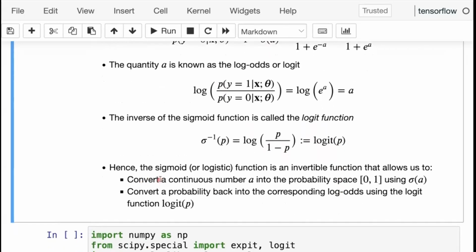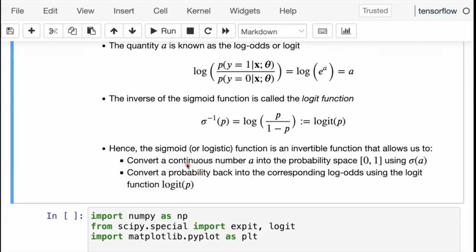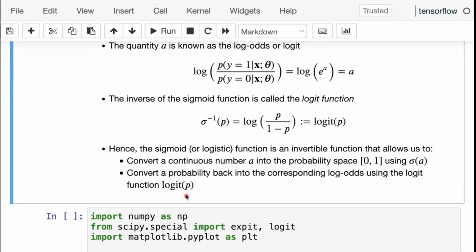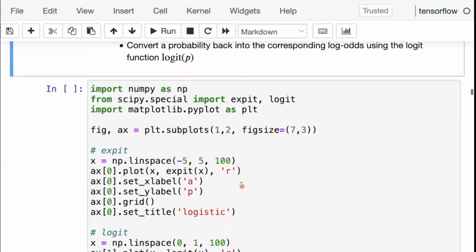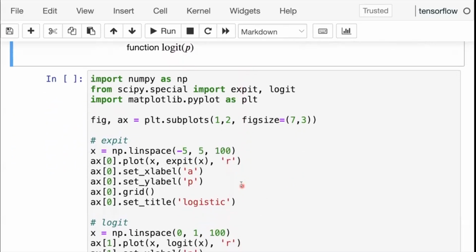And here's a summary of what I just mentioned. So when you have the sigmoid or logistic function, it's an invertible function, and it allows us to take any continuous number A and convert it to the probability space, which is from 0 to 1. And then we can get this probability back into the corresponding log odds or logit space using the logit of P.